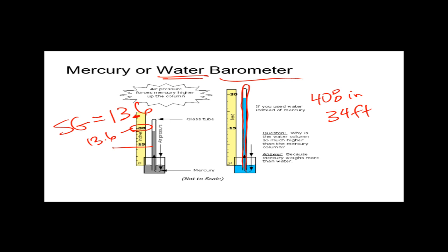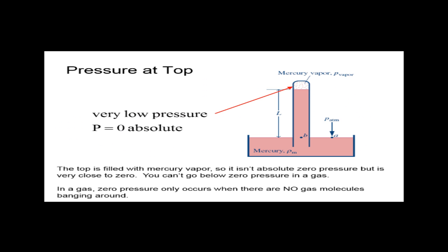So, okay, let's continue on. You can see that there's mercury vapor, essentially low pressure, up here. You do the force balance to get that height right here, and it really is telling you the atmospheric pressure pushing down here, which pushes the mercury up.